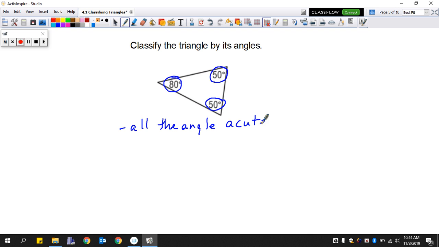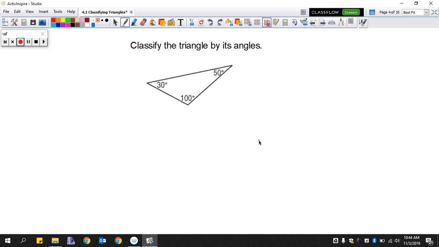In this triangle, when we look at the angles, we have an angle that's 30 degrees, an angle that's 50 degrees, and an angle that's 100 degrees. A 100-degree angle is obtuse, because it is more than 90 degrees. So this means that this is an obtuse triangle.